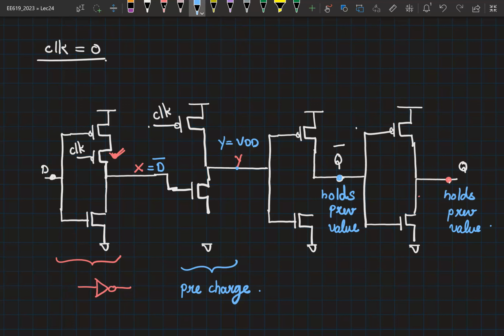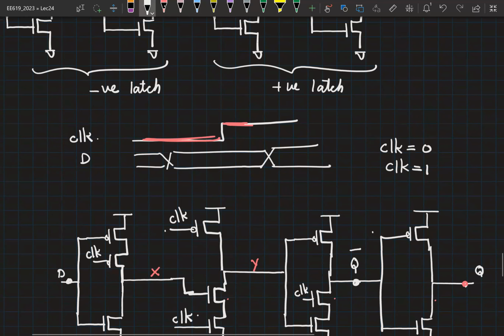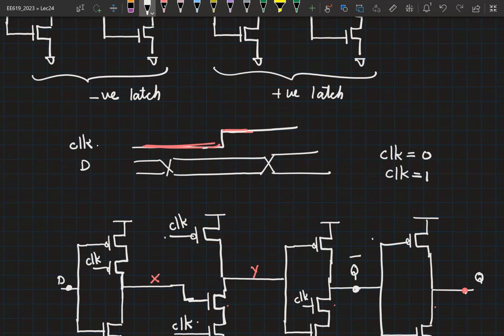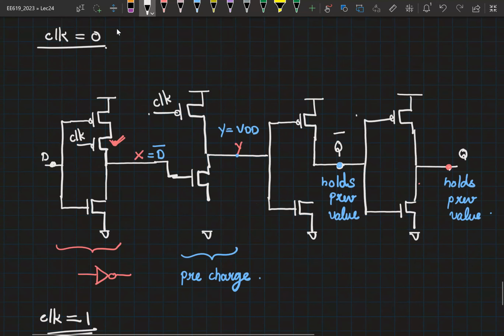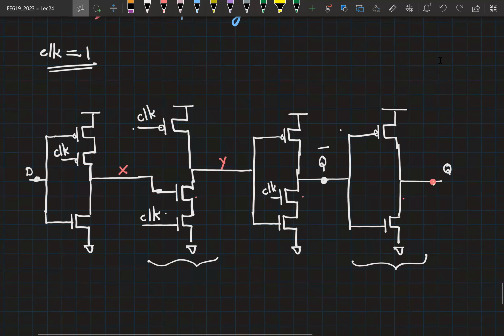Okay. So now let's say we have a transition and your clock has become 1. Initially we are assuming that during this transition, when the clock has gone from 0 to 1, your D is not changing. We'll analyze for this situation. So we are working with the condition that D has not changed.